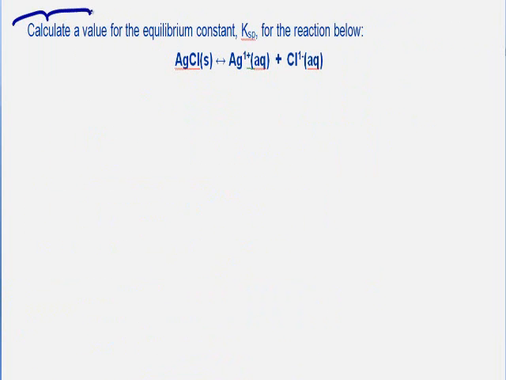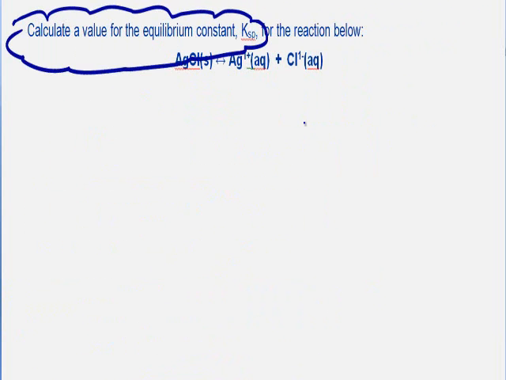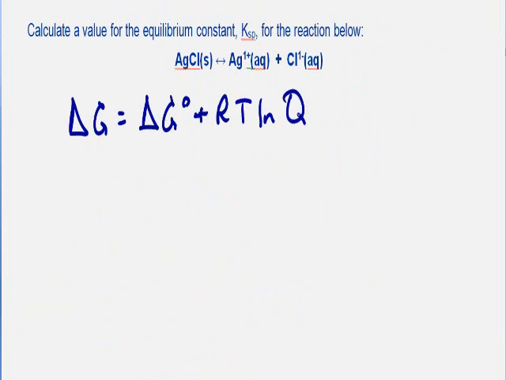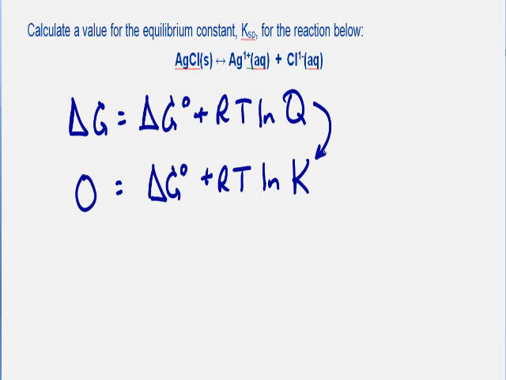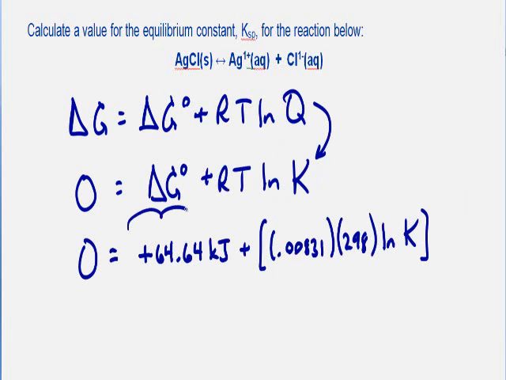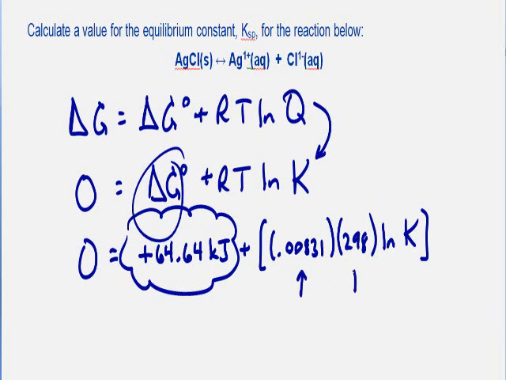Another type of calculation is we can use delta G to calculate a value for the equilibrium constant for equilibrium reactions. Here's the equation that we just used, but we'll switch it up a little bit. When we're at equilibrium, delta G is going to be 0. And when we're at equilibrium, Q is no longer Q, but it's referred to as K, the equilibrium constant. Using our standard conditions delta G value that we found earlier, positive 64.64 kilojoules, and our value for R, 0.00831, our temperature is still 298 Kelvin. The only unknown we have is the equilibrium constant K.